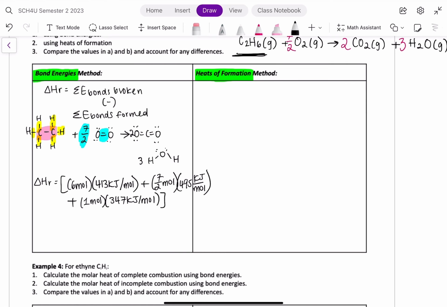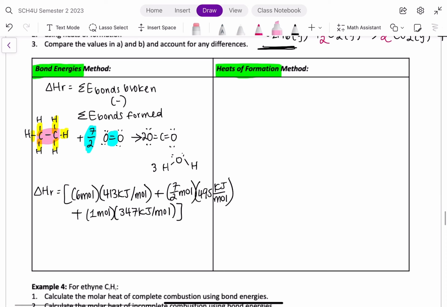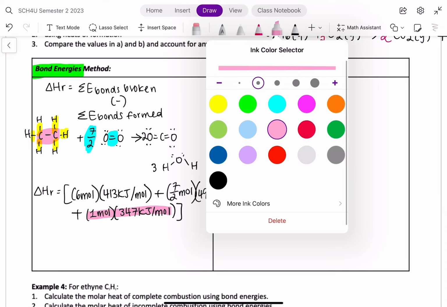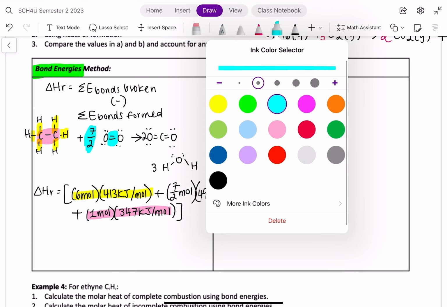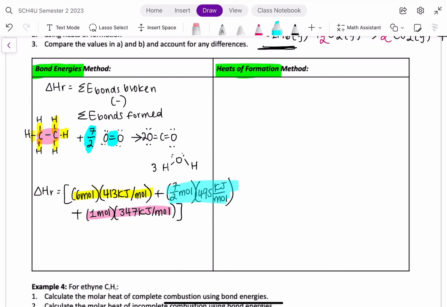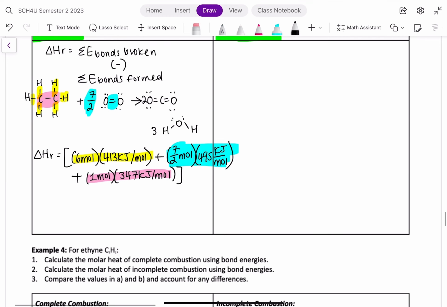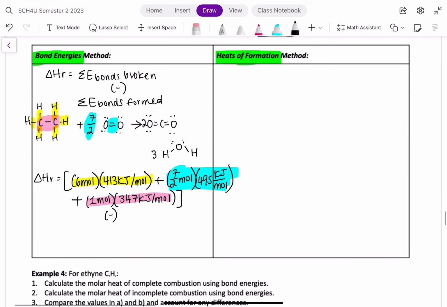Okay, so these are my bonds that are broken. And I'm going to color coordinate it so that you can better visualize which one is associated with which. And now I'm going to do my bonds formed.